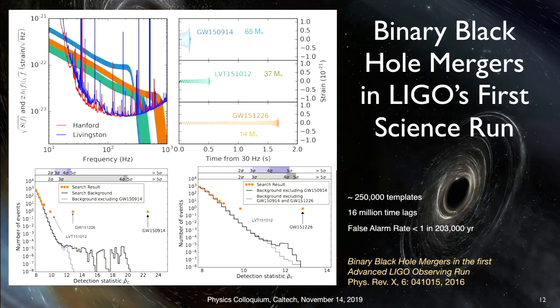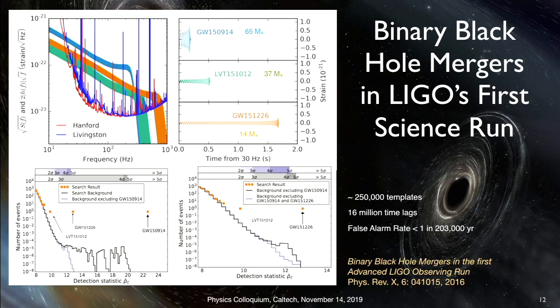So that was the first. We have had more. From the first science run, we had 3 binary black hole collisions identified. For those of you who are not so familiar with this waveform, just a couple of words on what this waveform looks like and why they are different.